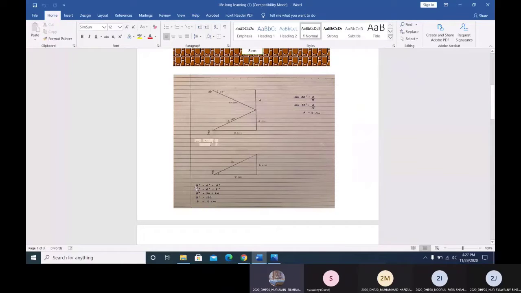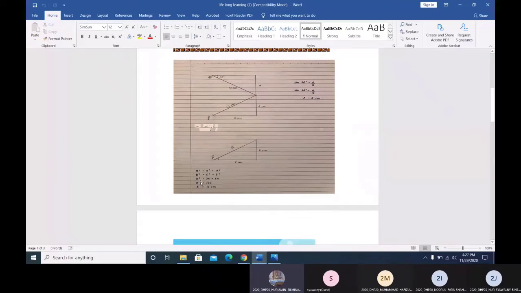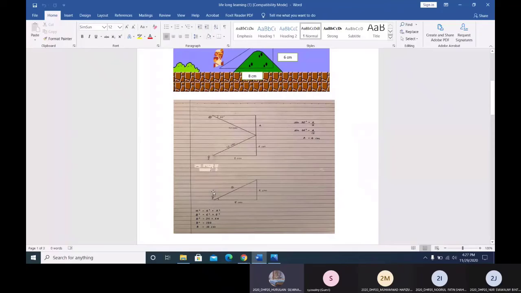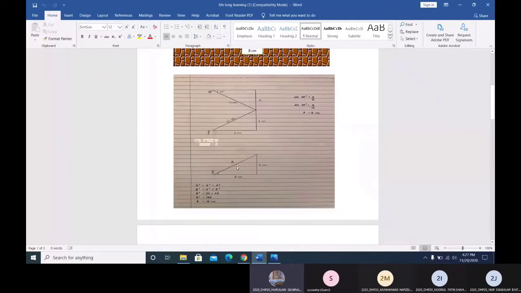This formula is concluded in h square equal to opposite square plus adjacent square. So, we can know that B square is equal to 6 square plus 8 square. So, B square is equal to 36 plus 64. B square is equal to 100. B is equal to square root of 100. So, B is equal to 10 cm. So, we can conclude that the hypotenuse B is equal to 10 cm.